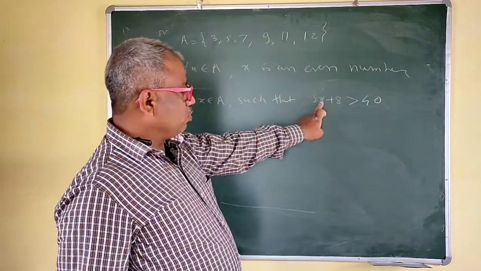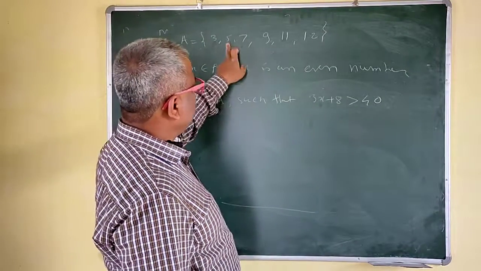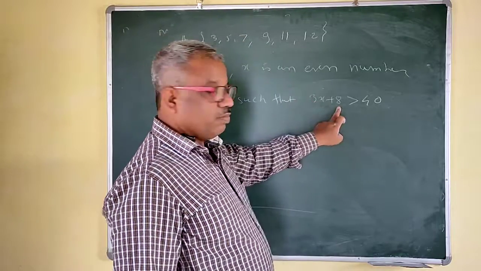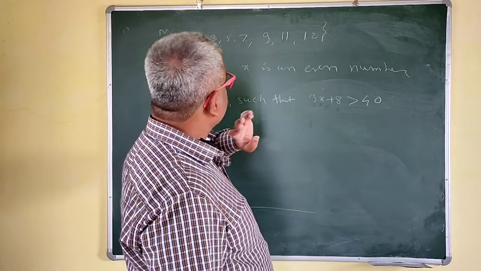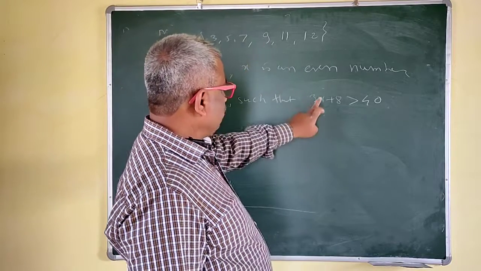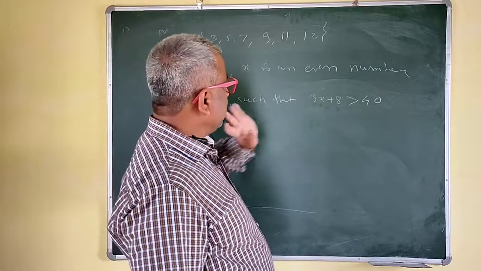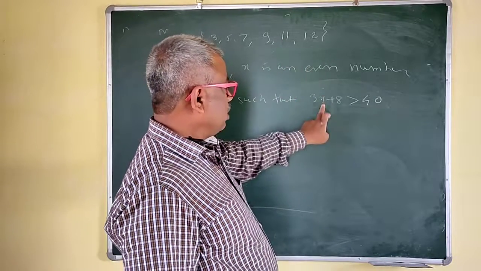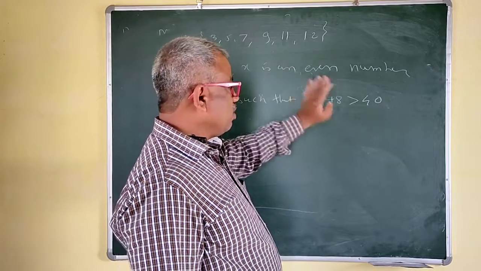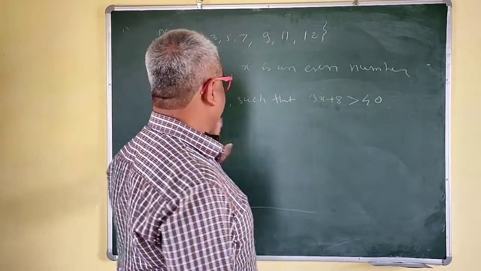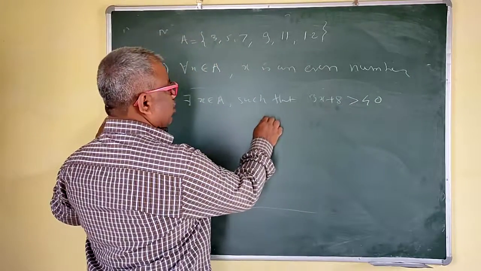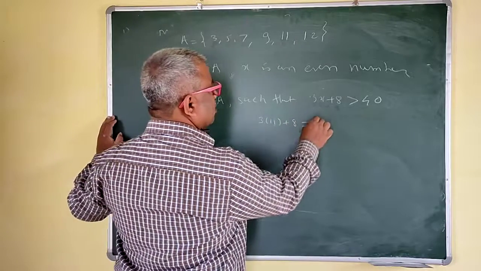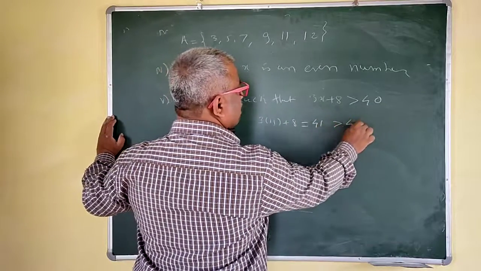So 3 into 3, 9 plus 8 does not hold, 15 plus 8 does not hold, 21 plus 8, this is 29, does not hold, 27 plus 8 again does not hold, so 33 plus 8 for 11, 33 plus 8 is 41, so it holds, right, for 11. So 3 into 11 plus 8 is equal to 41. This is greater than 40.